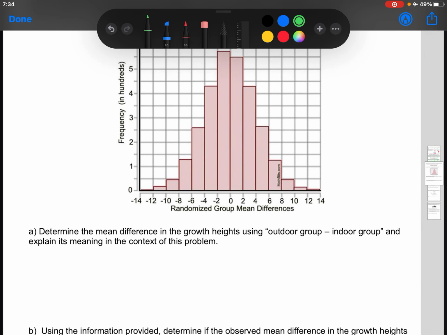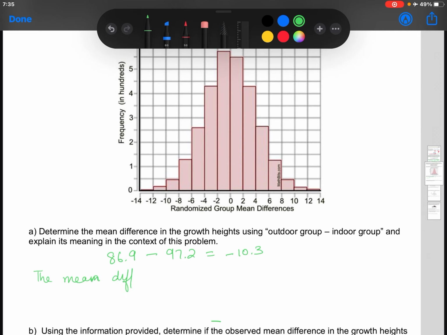So here it's saying outdoor, which was 86.9 minus 97.2, the indoor, which is what? Negative 10.3. It literally told you. And now it's asking you, what does that mean? So if you looked at the mean, you saw the outdoor groups were not growing as much as indoor groups, right? So this means the mean difference, that's what we want to explain in the context of the problem.